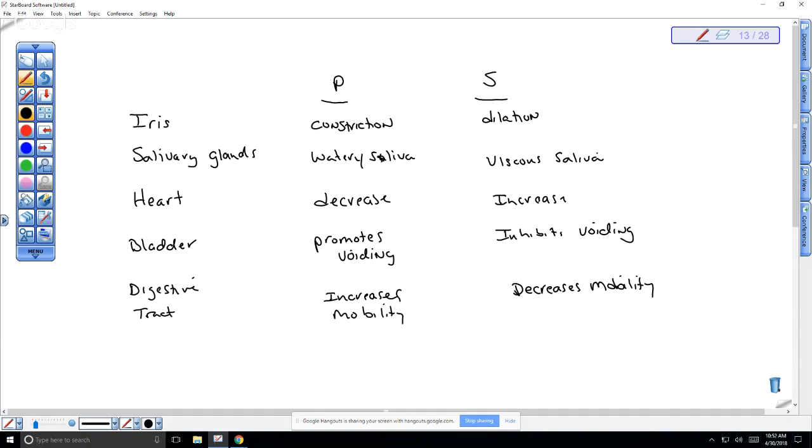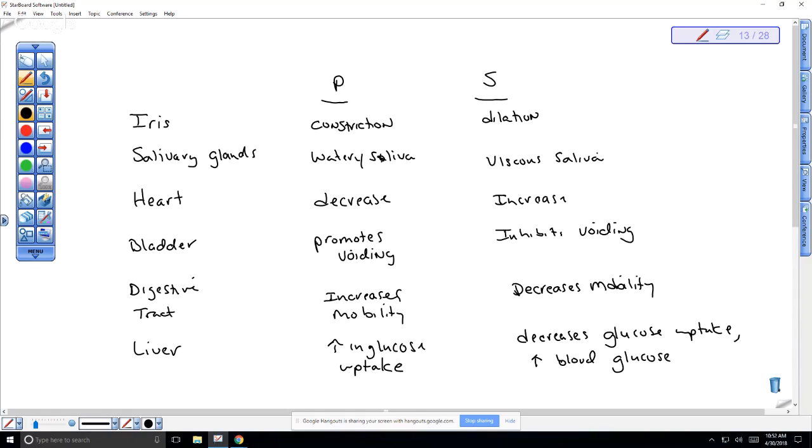So the liver is interesting because here we have an increase in glucose uptake. So that means that your blood glucose decreases. So when you're relaxed, you don't have a lot of glucose because you don't need to send it to the nervous system or to the muscles. But this actually decreases glucose uptake. So what that means is that you have an increase in blood glucose. Did that answer your question? Yeah. Okay.